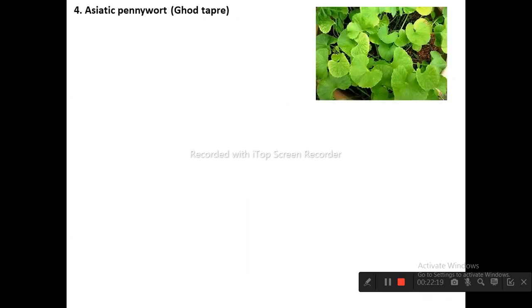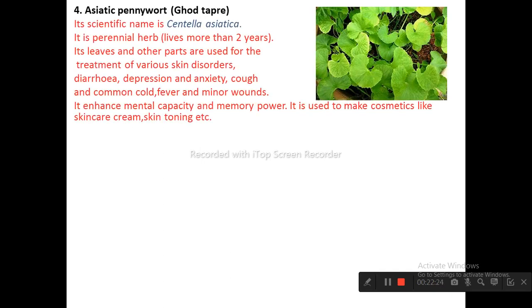Next one is Asiatic pennywort, which is commonly known as ghodtapre. Its scientific name is Centella asiatica. It is a perennial herb which lives more than 2 years, and its leaves and other parts are used for the treatment of various skin disorders, diarrhea, depression and anxiety, cough and common cold, fever and minor wounds. It enhances mental capacity and memory power. It is used to make cosmetics like skin care creams, skin toning, etc.